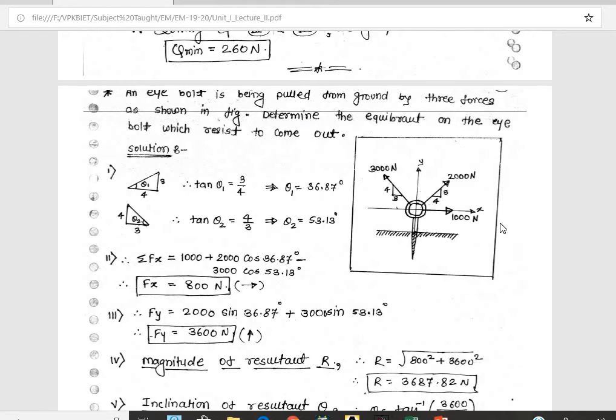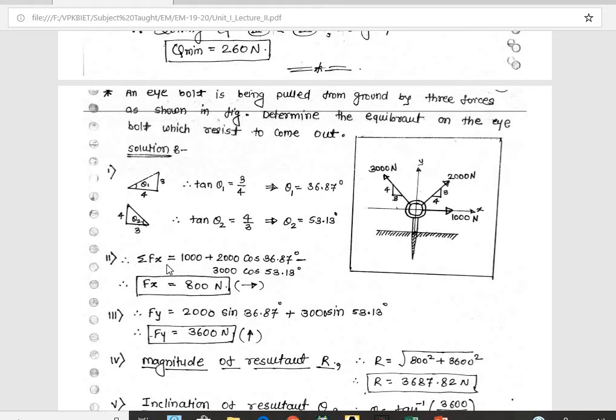Here are three forces, 1, 2, 3. This is a horizontal force, no need to resolve. This is an inclined force, slope is given, so you have to calculate the angle. If you call it theta 1, then theta 1 is equal to tan inverse of 3 by 4, which comes out to be 36.87 degrees. And if this is theta 2, then tan theta is equal to 4 by 3, which comes out to 53.13. Now resolve all of this.